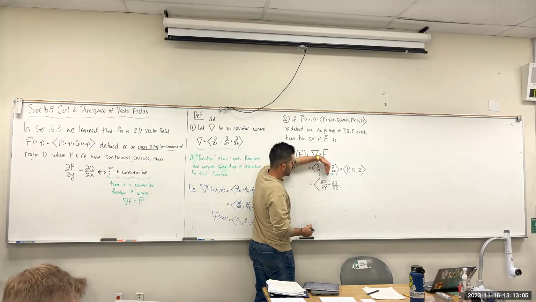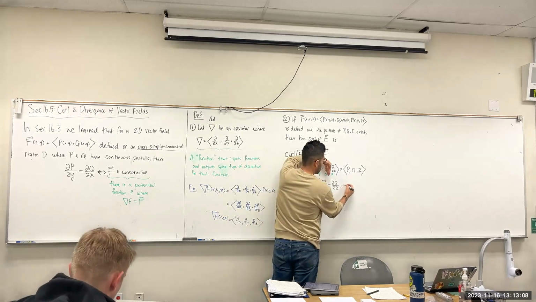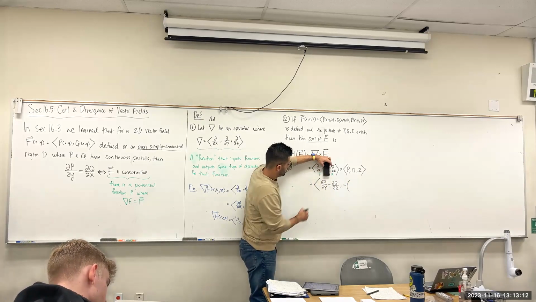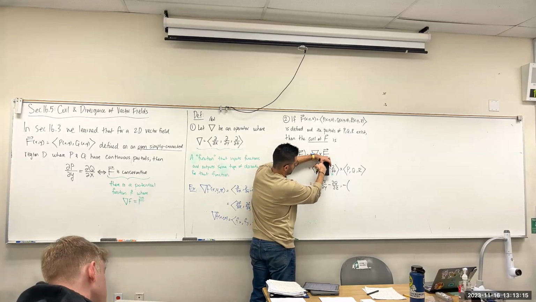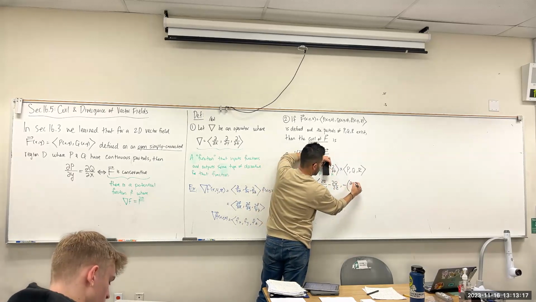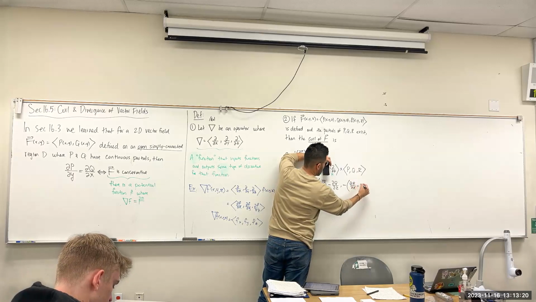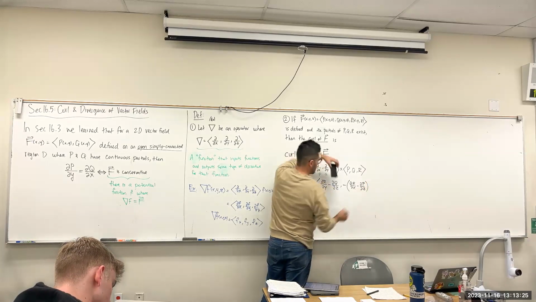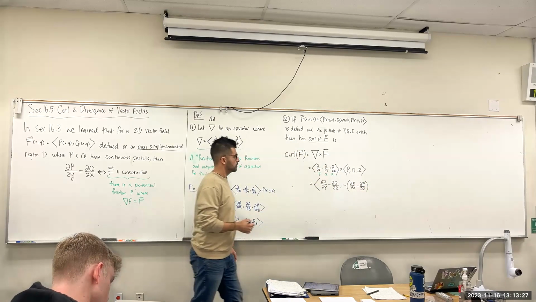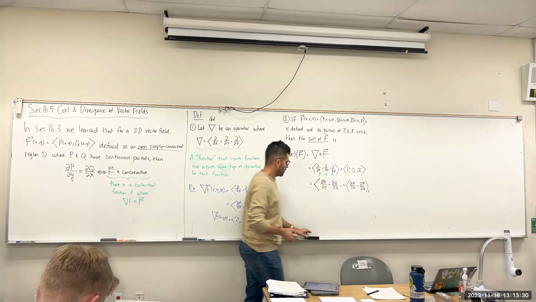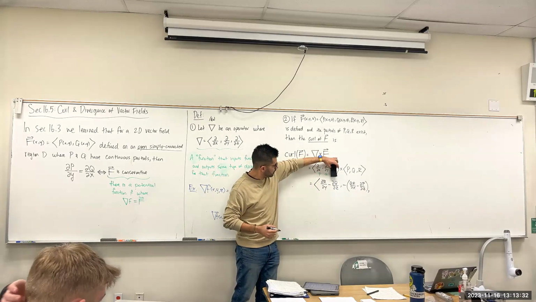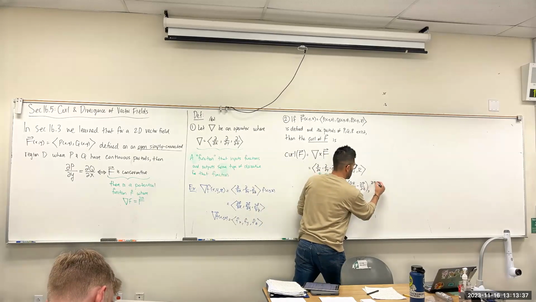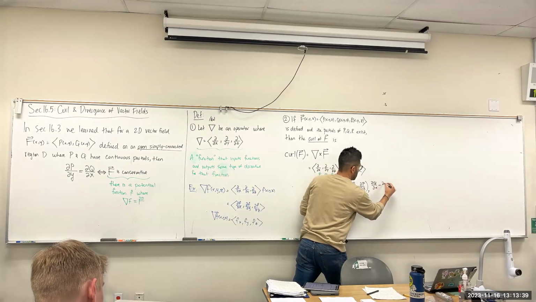And then for the middle one, you cross off the middle guy, but remember you're going to negate it. So it's going to be the partial of R with respect to X minus the partial of P with respect to Z. And then for the third one, you cross off the third column, and then you do the partial of Q with respect to X minus the partial of P with respect to Y.